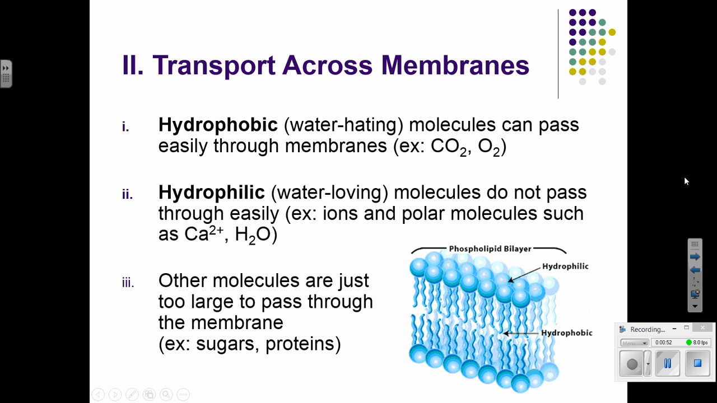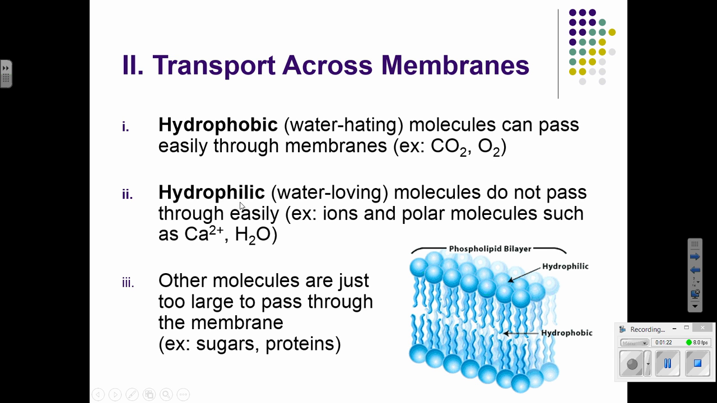The next slide is reviewing the fact that cell membranes are made of phospholipids, and each phospholipid is a phosphate head with two fatty acid tails. And those tails are hydrophobic, meaning they don't like water, so that's why they face inwards, kind of towards each other. However, any molecule that is also water-hating can pretty easily pass through the cell membrane. So gases like carbon dioxide and oxygen can sneak pretty easily through the cell membrane.